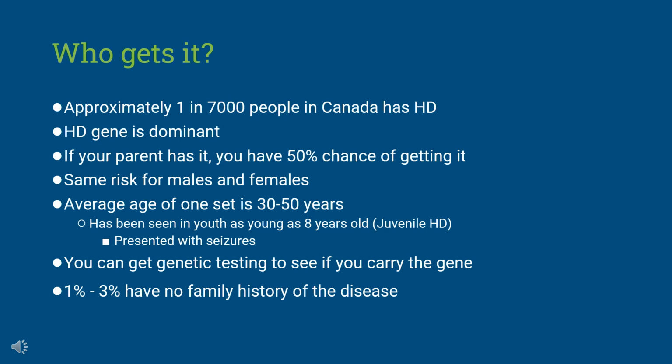The average age of onset is 30 to 50 years old, and it has been seen in youth as young as 8 years old, and that would be the juvenile, of course. Luckily, you can get genetic testing to see if you carry the gene, but unfortunately, it still isn't preventable.